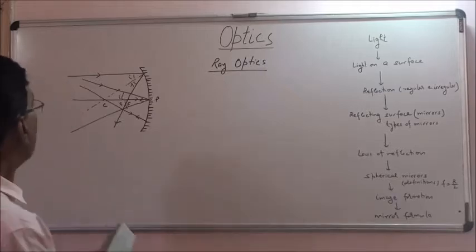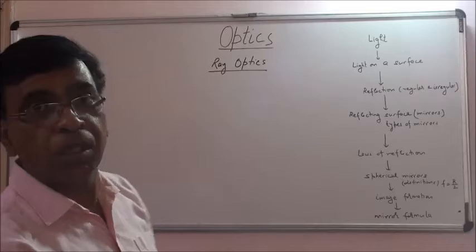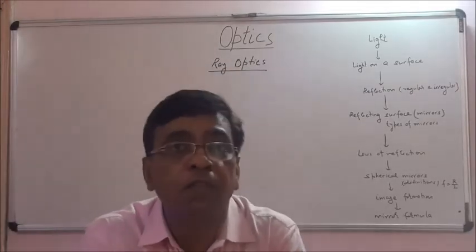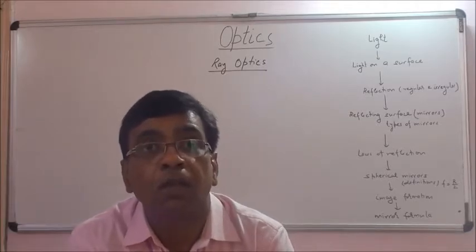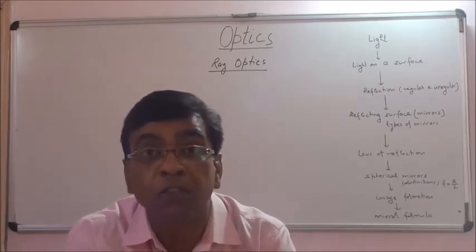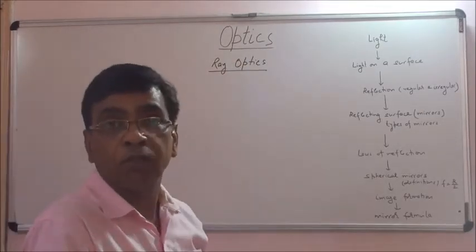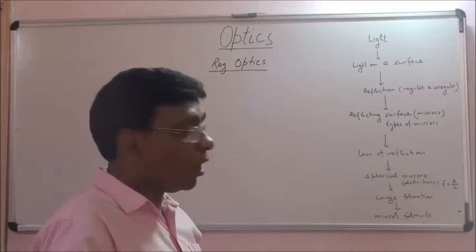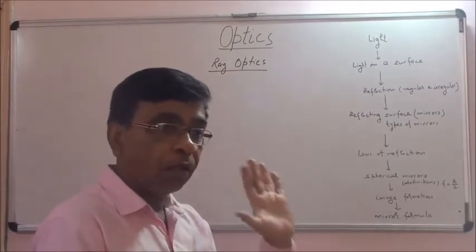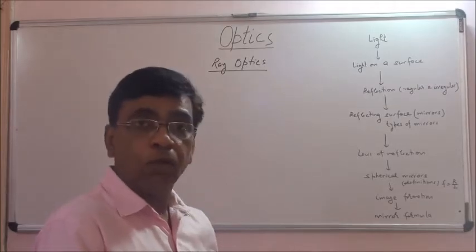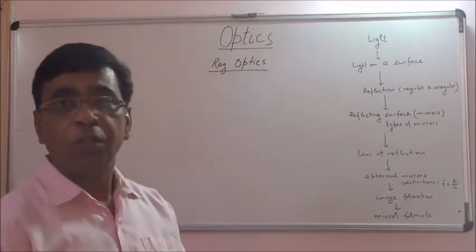So keep in mind, a parallel ray will pass through the focus. A light ray passing through the focus becomes parallel after reflection. A light ray striking the mirror along the center of curvature, along the radius of curvature, or passing through C will return, because angle of incidence for this will be 0. Okay, and now using these rules you can draw the images for different positions of the objects.